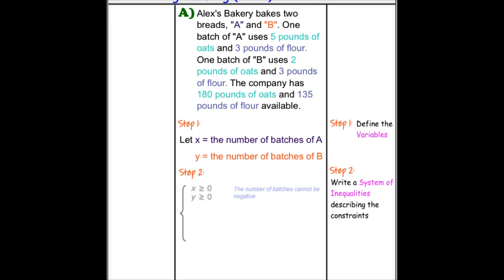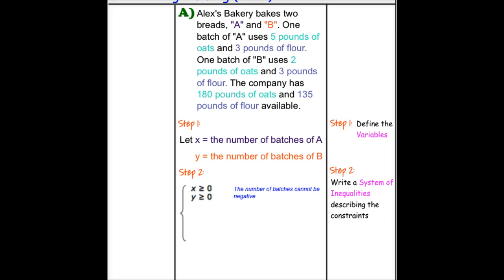My first inequalities that I'm going to have are y is greater than or equal to 0 and x is greater than or equal to 0, which we talked about in 3.3 already with word problems, because the number of batches cannot be negative, so therefore we keep it between that x and y axis in quadrant 1.